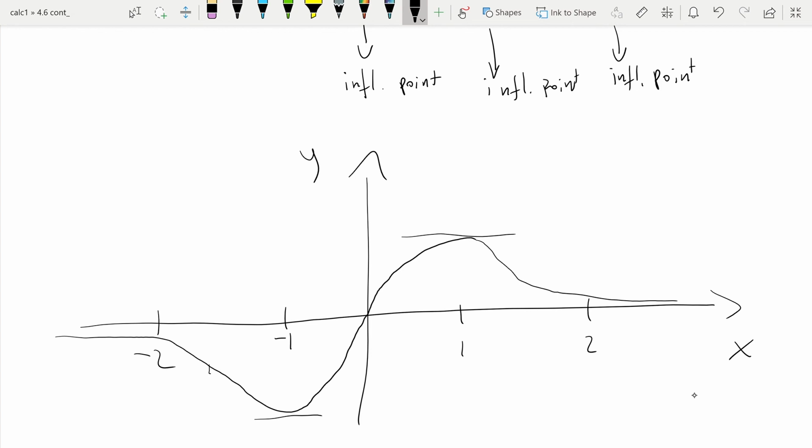And here, at square root of 3 over 2, we have inflection points. This is also an inflection point. And we already know from the observation at the beginning that f approaches 0 at both ends of the real line.